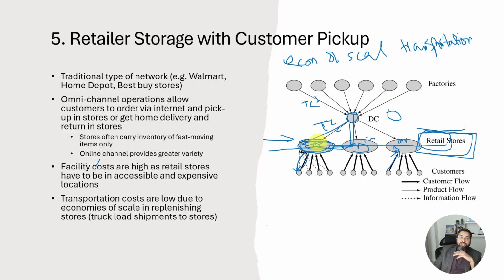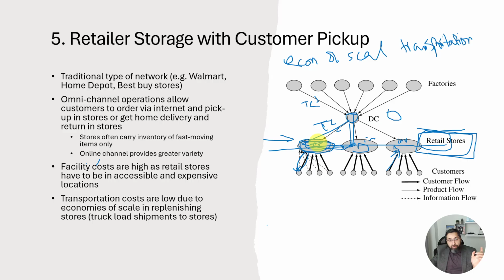So remember, we started off with network 1, where there were no intermediaries, no retailers, no distribution centers, or drop shipping direct from manufacturer to customer's home. So very low inventory cost, very low facility costs, but high transportation costs. This is the opposite of that. Number 5 is the opposite of number 1.